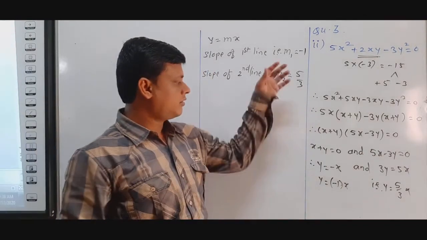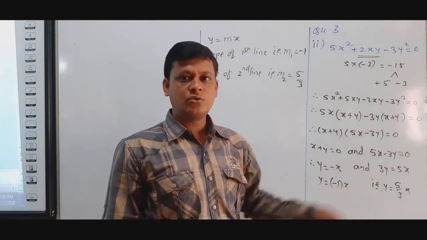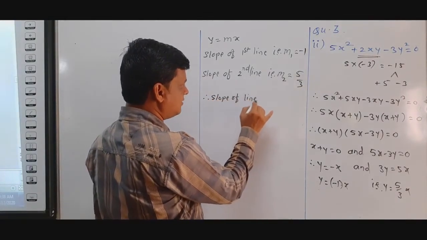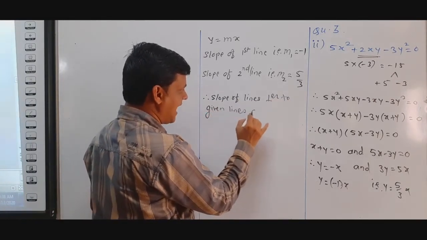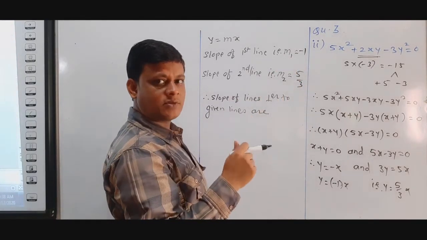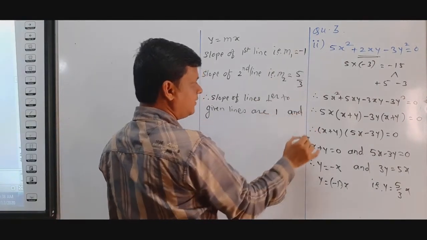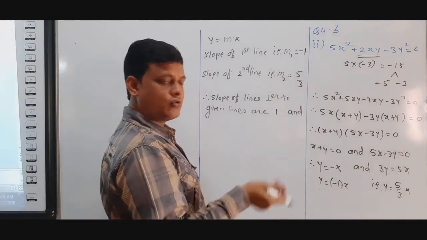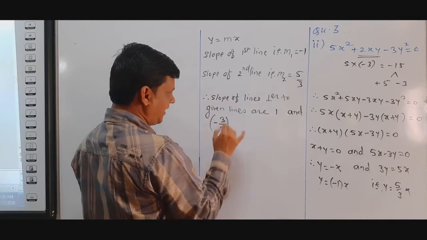Now these are the slopes of these lines. Now we have to find the slope of line which are perpendicular to these two lines. Therefore slope of lines perpendicular to given lines are, so the reciprocal of minus 1 is 1 upon minus 1, we have to change its sign. So the slope of first line is 1 and slope of second line, reciprocal of 5 by 3 is 3 by 5, we have to change its sign. So we write here 3 by 5 and we change its sign, that is minus 3 by 5.